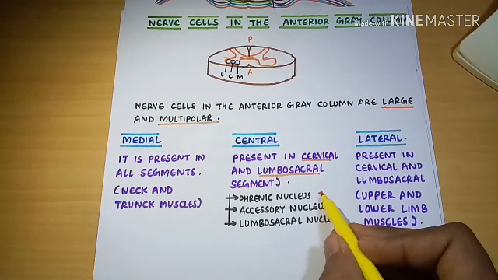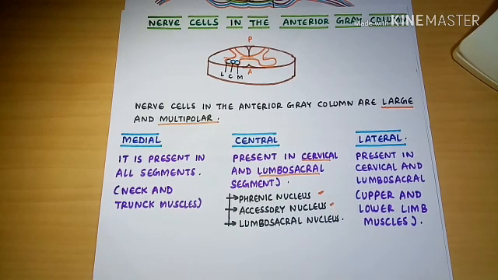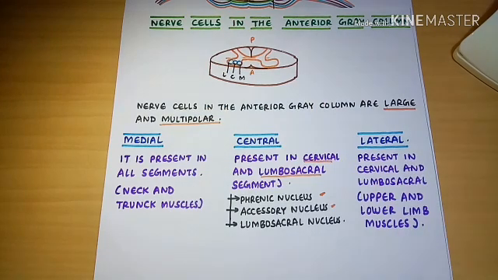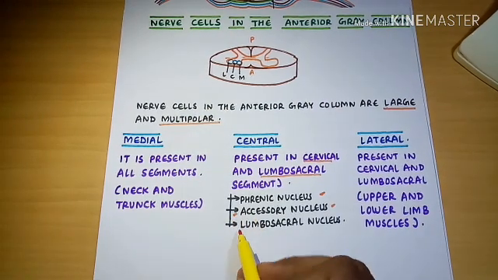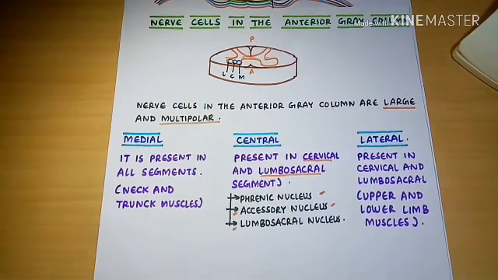There are 3 types of nuclei of the central nerve cells. These are the phrenic nucleus, which will innervate the diaphragm. Then there is the accessory nucleus, for the accessory nerve, and we know that the accessory nerve is the 11th cranial nerve. It has a spinal part and a cranial part. The spinal part of the 11th cranial nerve has a nucleus which is present in the central nerve cells of the anterior gray column. This is called the accessory nucleus. The third type of nucleus is the lumbosacral nucleus. The lumbosacral nucleus is also present at the level of the central nerve cells of the anterior gray column.